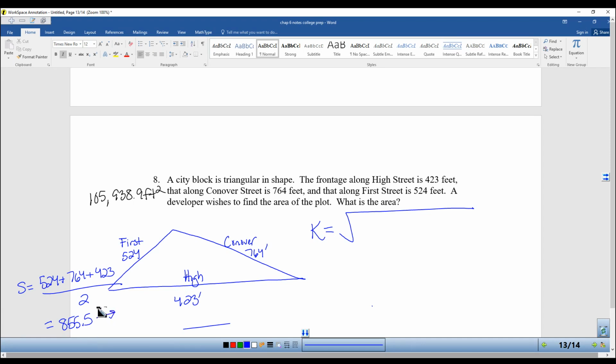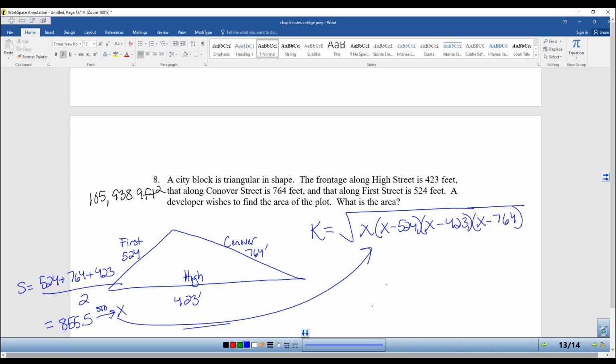Okay, so this right now is on my calculator. So if you want, you can use the store button and store it as X. And then I literally would type into my calculator, instead of doing 855.5 times 855, I would just do X times X minus 524 times X minus 423 times X minus 764. It's a great use of your store feature. And then you don't have to keep typing this in, because even just one missed digit and you'll get it wrong. And I already have the answer up there. But again, it is 105,938.9 square feet.